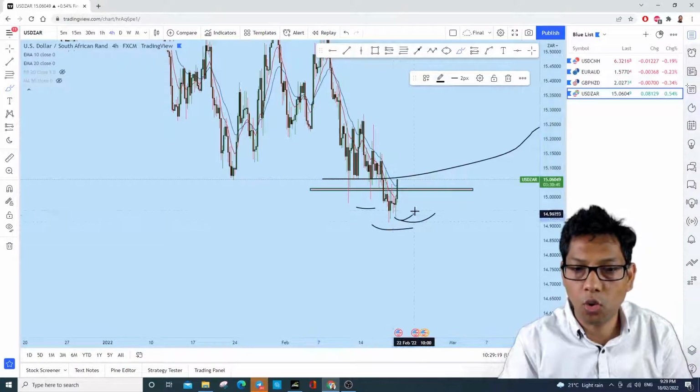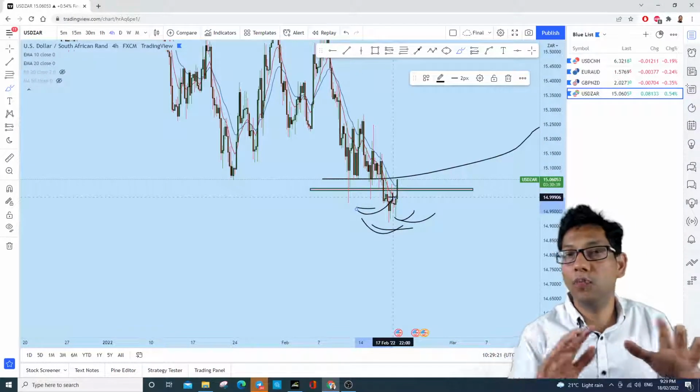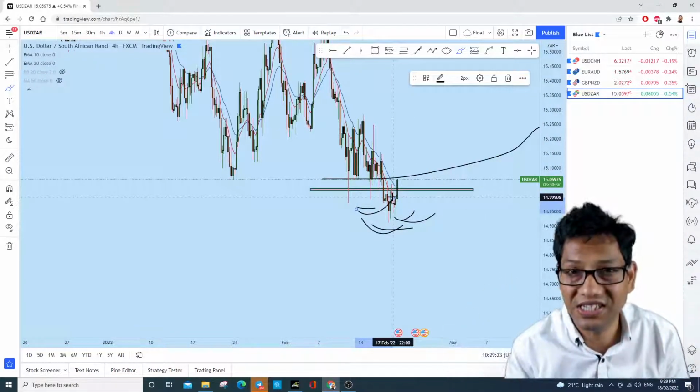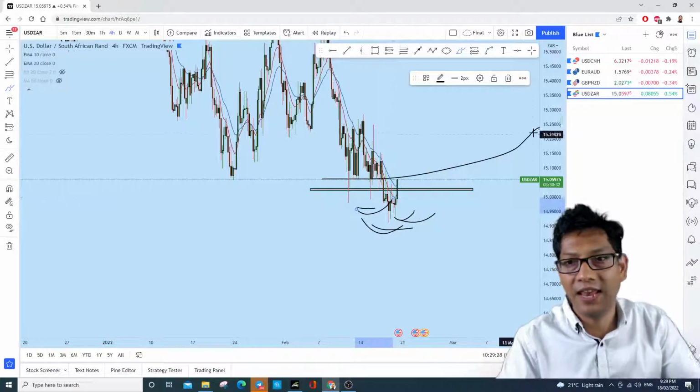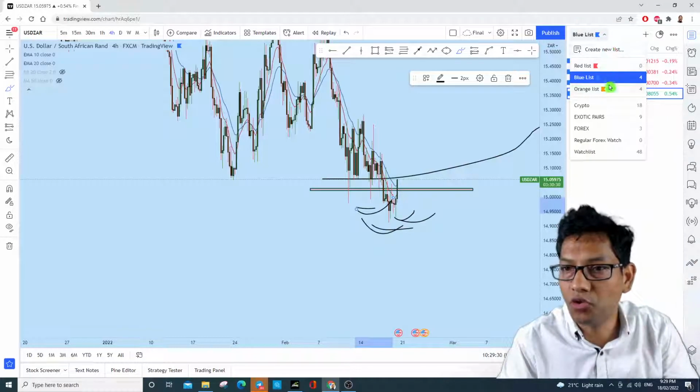So I just closed break even. There is no profit, no loss on USDZD. So these are all the trades that we set up yesterday. Let's begin with the new trade setup.